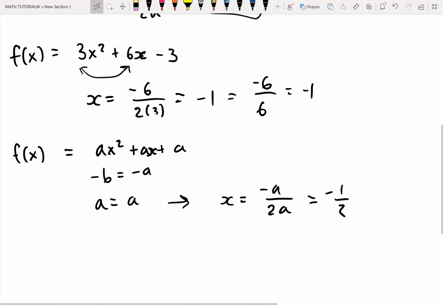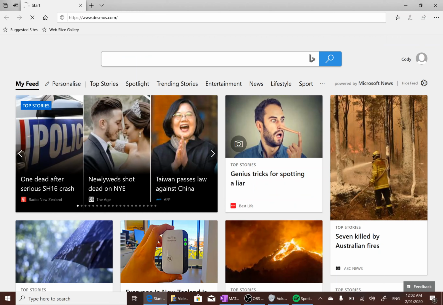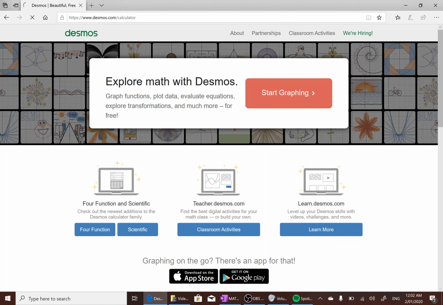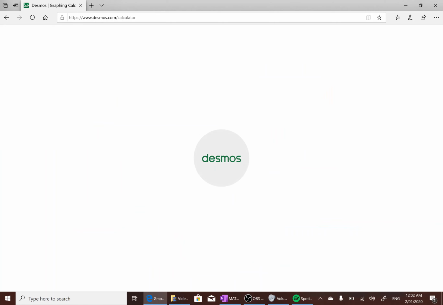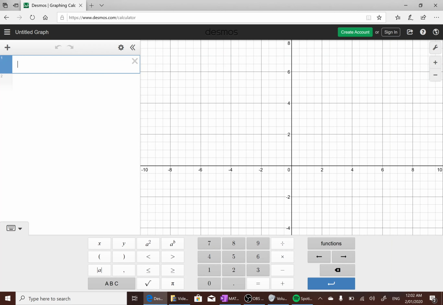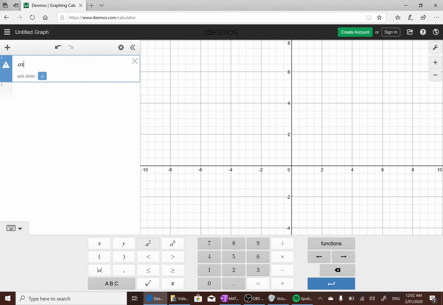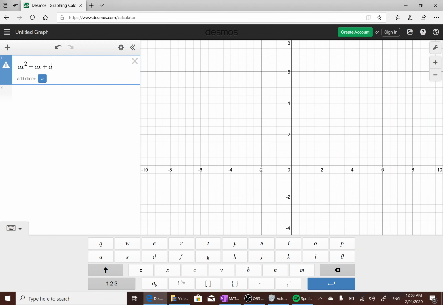So let me go ahead and bring up Desmos to show you guys that. Desmos.com. And let's chuck in a random polynomial that has all the same constants. Actually, we can put up a polynomial with a. So x squared plus ax plus a, and let me add a slider here.